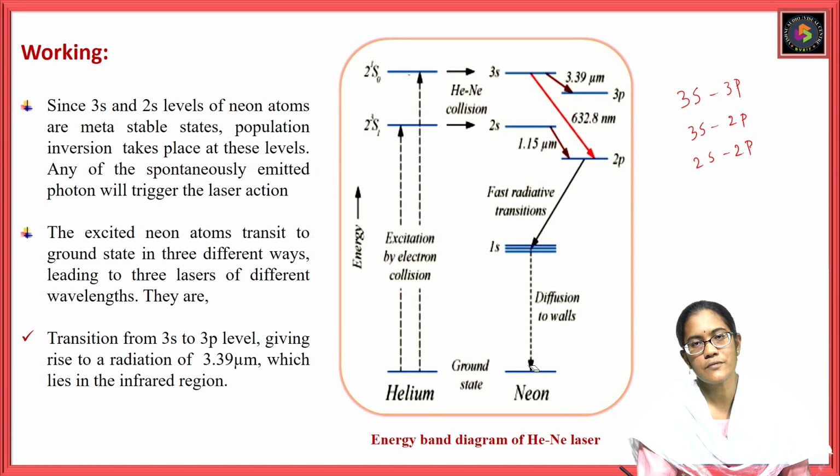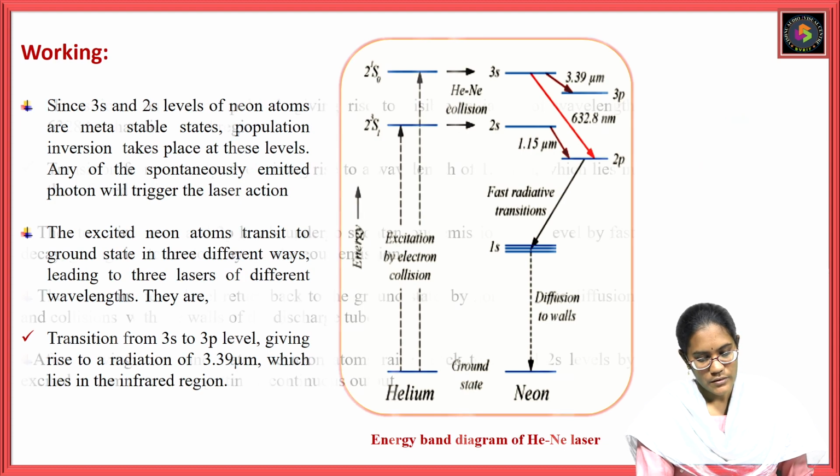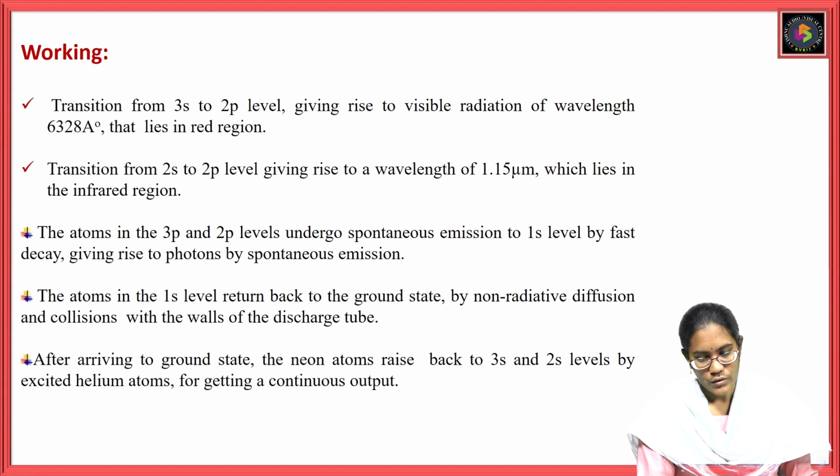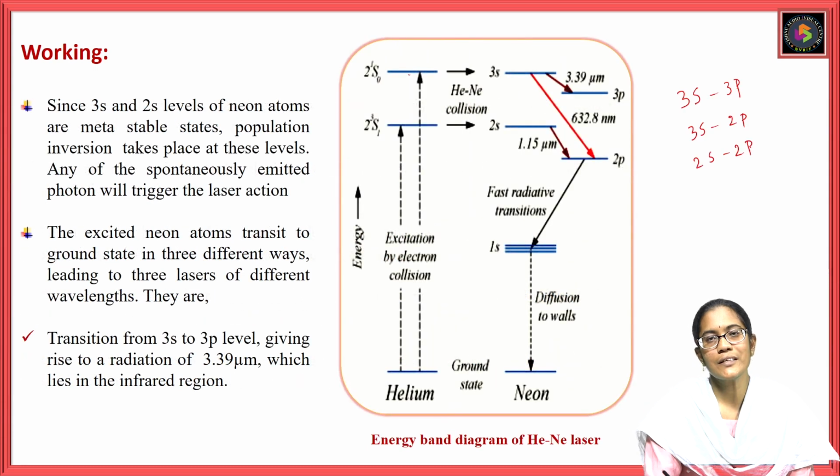This transition occurs due to the interaction of helium atoms with the walls. Whenever the helium atoms interact with the walls of the discharge tube, the atoms come to a rest position, which means the atoms come to the ground state. So this transition occurs due to collision of helium atoms with the wall of the discharge tube. And this process is continuously going on.